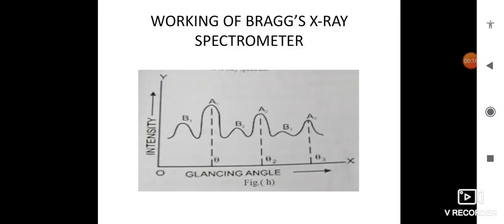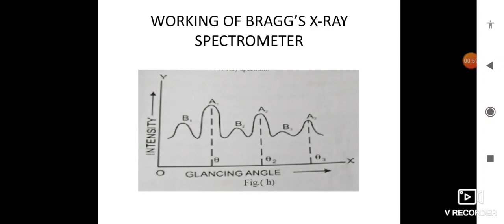To begin with, the glancing angle theta for the incident beam is kept very small and then gradually increased. At each position, the ionization current indicated by the electrometer is proportional to the intensity of the reflected X-ray beam. The intensity of ionization is measured for different values of glancing angle theta, and a graph of intensity I against theta is plotted. The form of the curve obtained is shown in the figure.